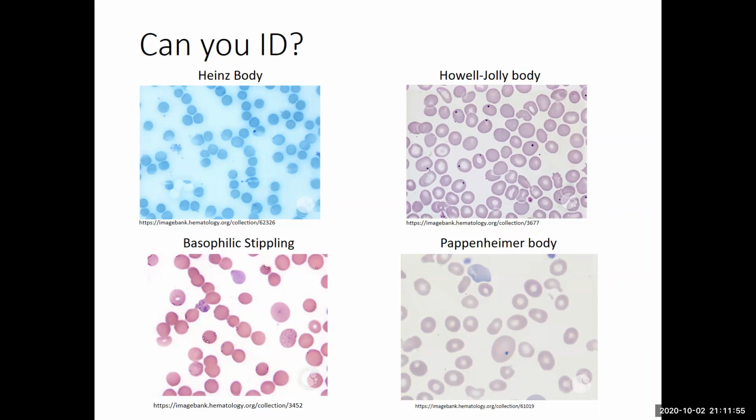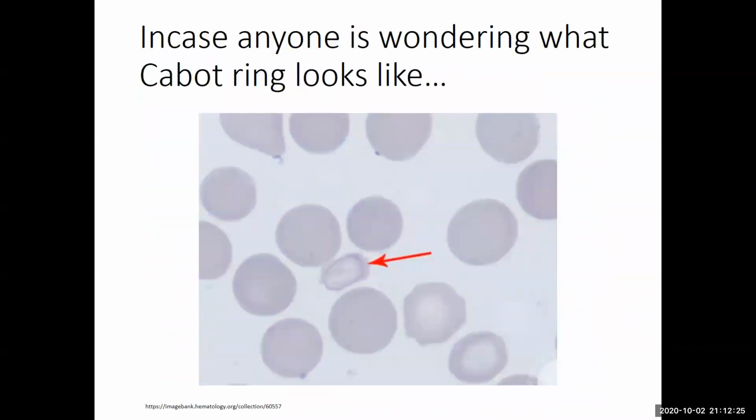So starting from Heinz body. Hemoglobin, remnant of hemoglobin. Yes, denatured hemoglobin, perfect. And then Howell-Jolly body? It's remnant of DNA. Yes, awesome. Basophilic stippling? Ribosomes. Yes. And then Pappenheimer bodies? Mitochondria. Yes, with iron, perfect. All right, so this is what a Cabot ring looks like if anybody was wondering what it looks like.